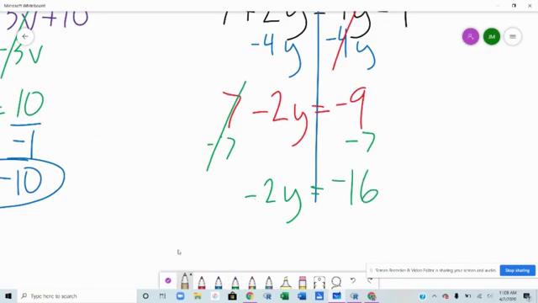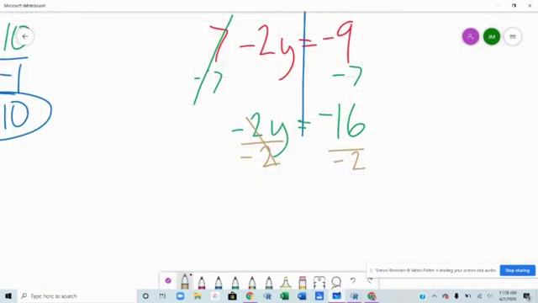And then your last step would be to divide by your coefficient of negative 2 on both sides. So that leaves you with y equals, 2 negatives make a positive, 16 divided by 2 is 8.